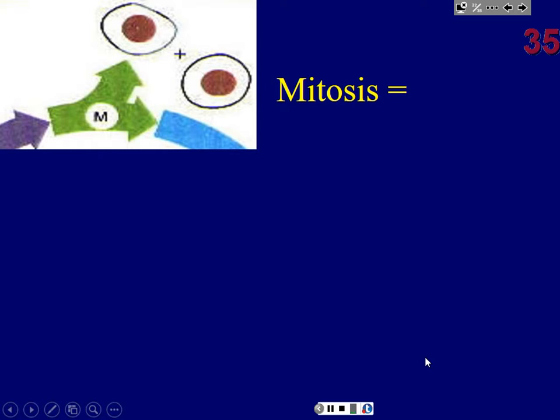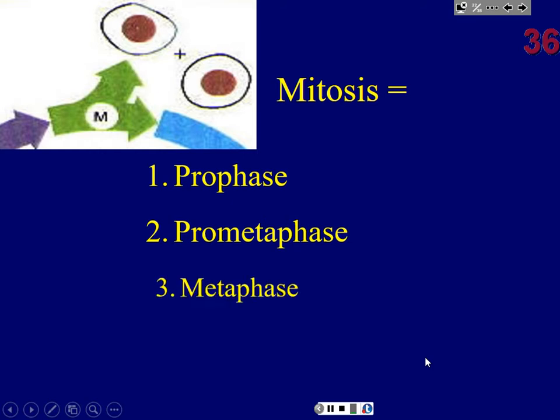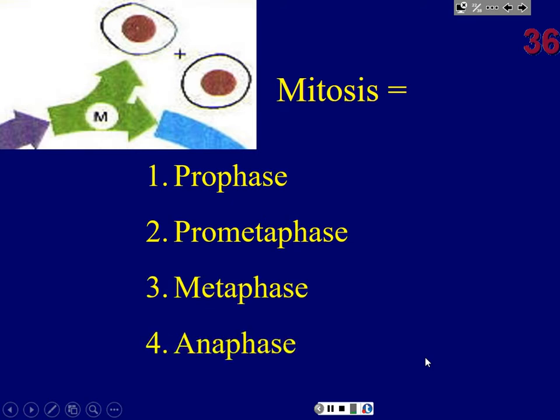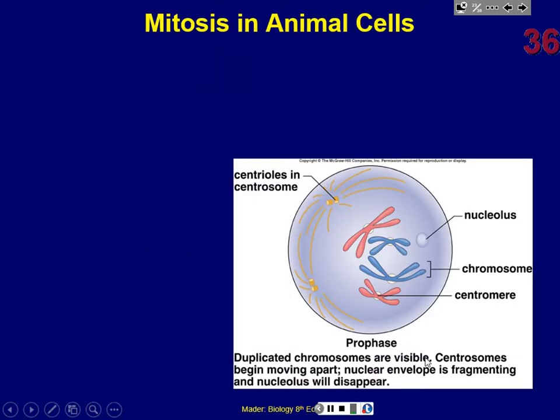Mitosis, nuclear division, is divided into 5 stages: prophase, prometaphase, metaphase, anaphase, and telophase. Okay? 5 parts of mitosis. Now keep in mind, these are more or less benchmarks to a continuum of nuclear division. We have certain events that we say if the cell has done these things, then mitosis has progressed to prometaphase. Okay, so these are benchmarks. So let's start with prophase.